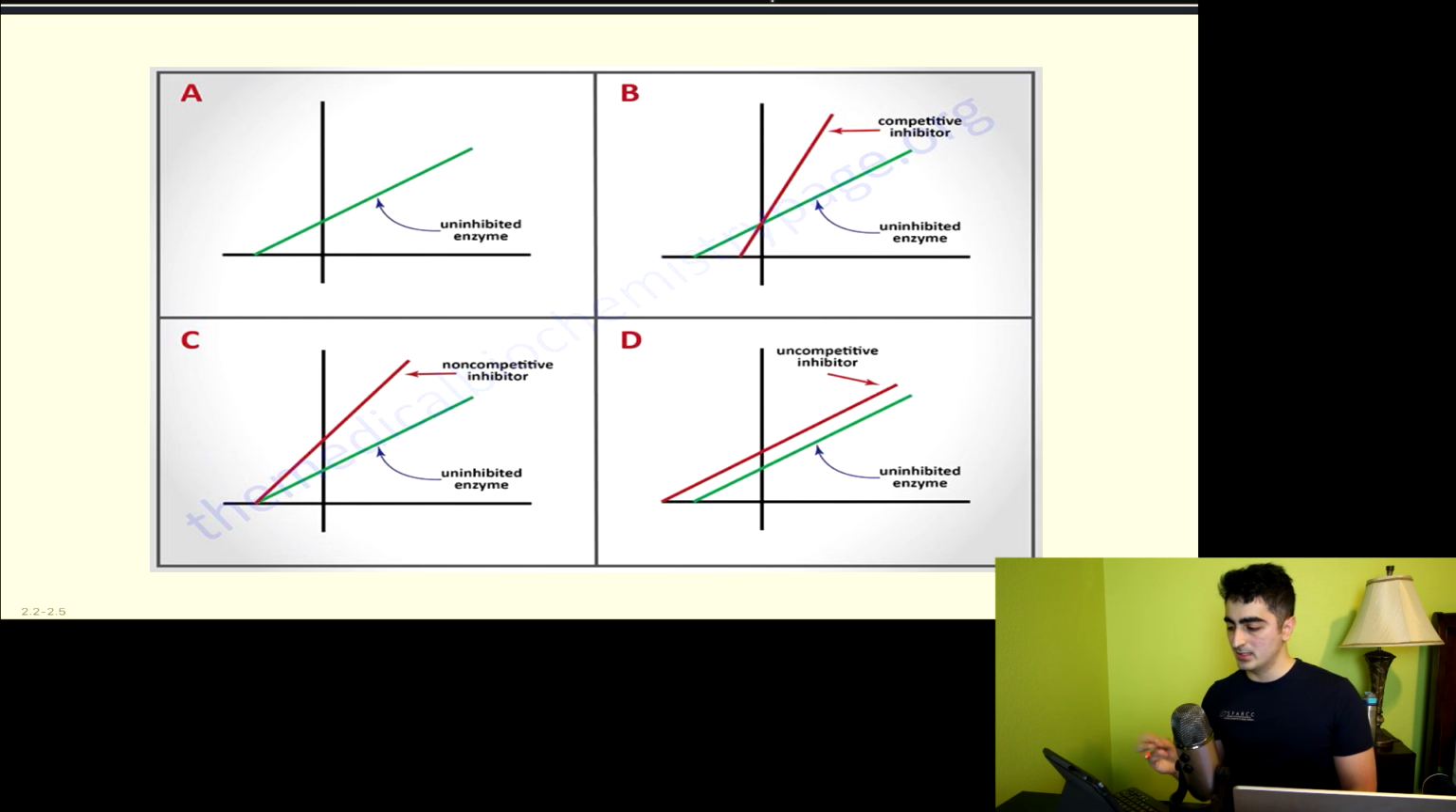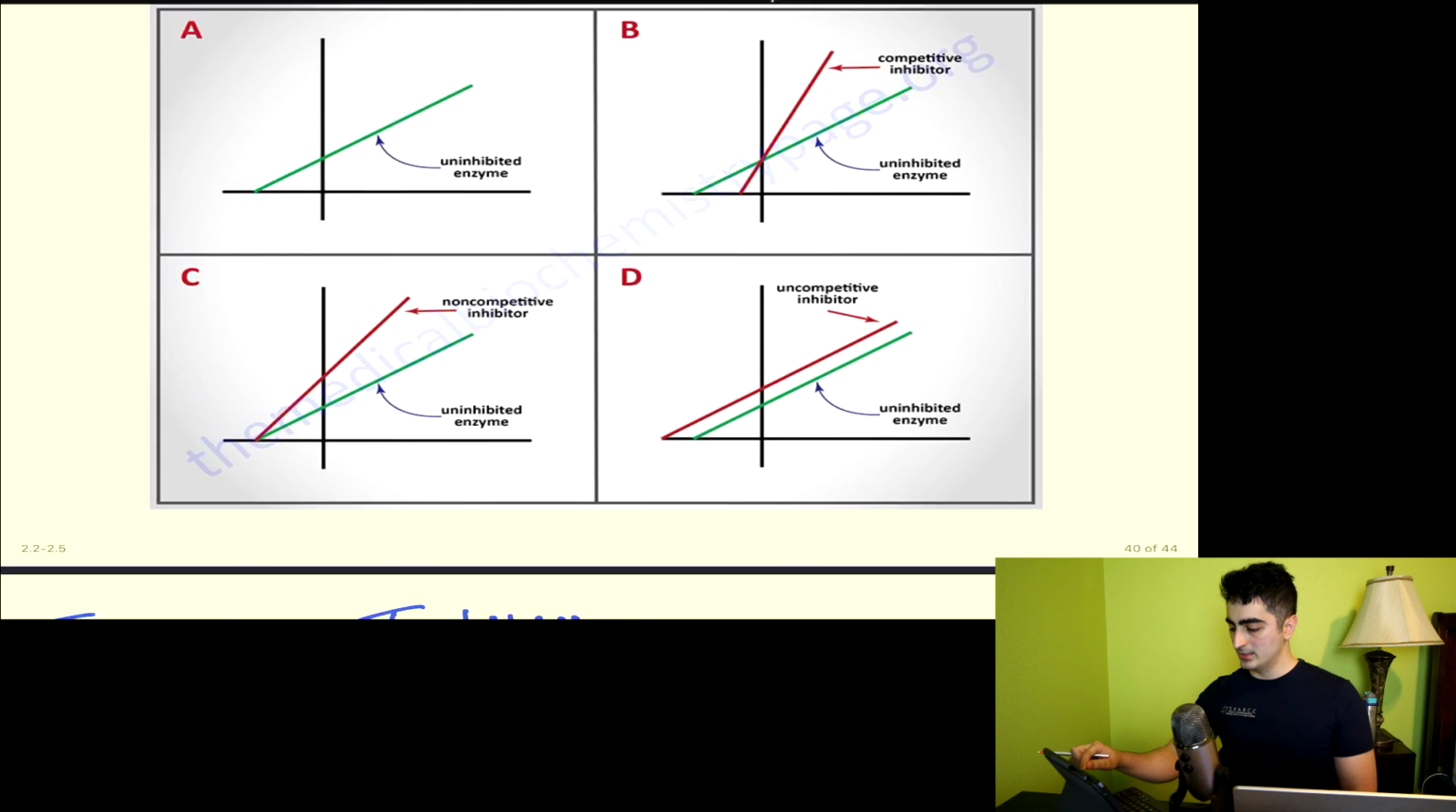So what we just talked about, all the different inhibitors, we have an uninhibited enzyme, and we can tell what type of inhibitor we have based off of what our line looks like on our Lineweaver-Burk plot. This is important because during the MCAT, they might have one of these graphs, and you have to tell if it is a competitive, uncompetitive, or non-competitive inhibitor that's added to the mix.